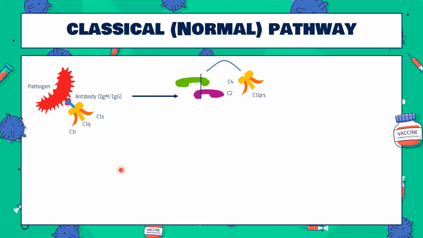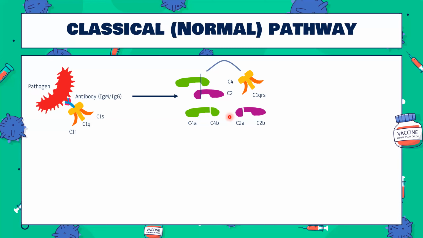So this C1qrs is going to work on our C4 and C2 to cleave them into their smaller and larger subunits. So as I mentioned to you guys, since this follows the normal convention, the larger part should be, actually, I'm sorry, the naming here is switched, but the larger part should be the C4b. Those are switched. It should be C4b, and the smaller one should be C4a. And then for this one, the larger part should be C2a, and the smaller part should be C2b.